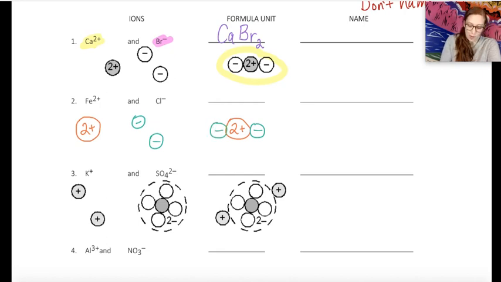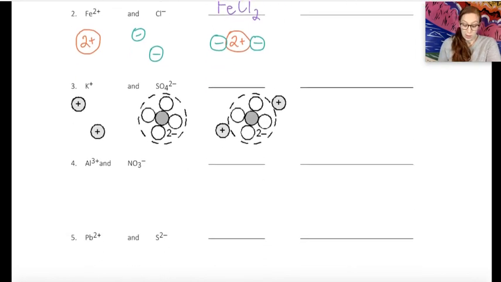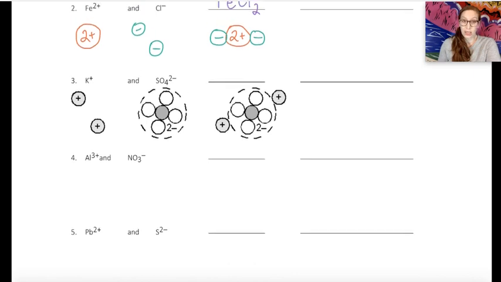Okay, and then I can go back to write that formula. Just like we did in number 1, metal comes first, non-metal comes second, or, more generally, cation comes first, that's positive, anion comes second. So this is going to be Fe, just 1 ion, Cl, 2 ions. Okay, FeCl2.